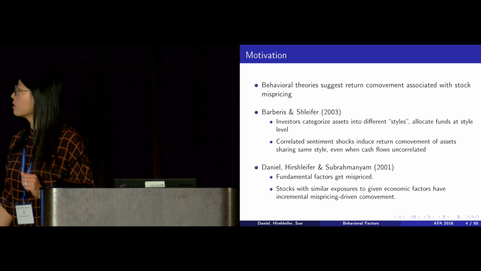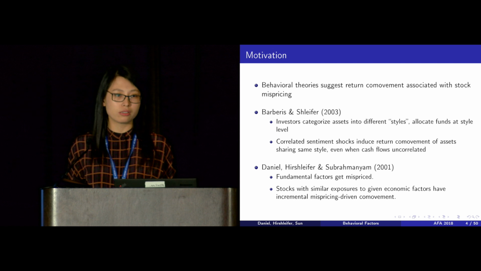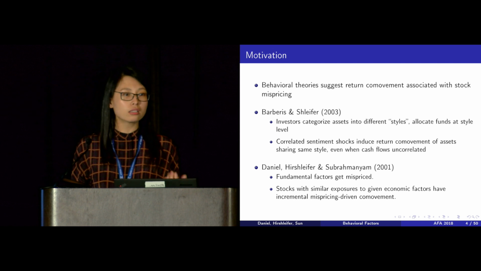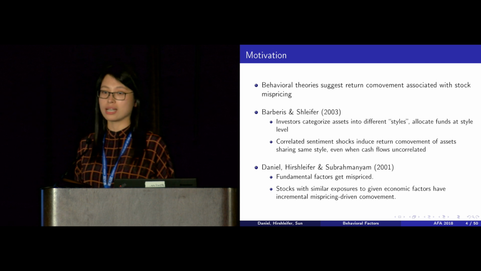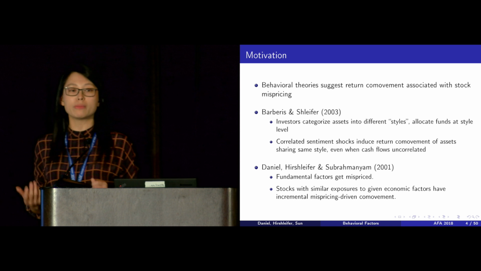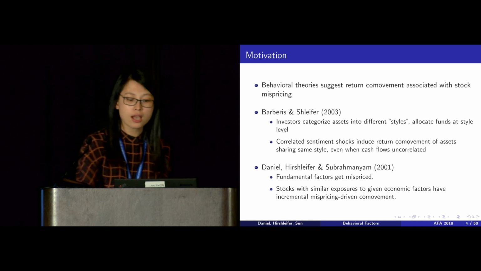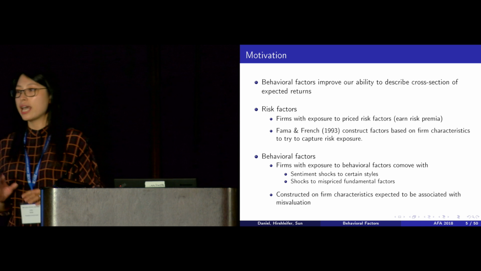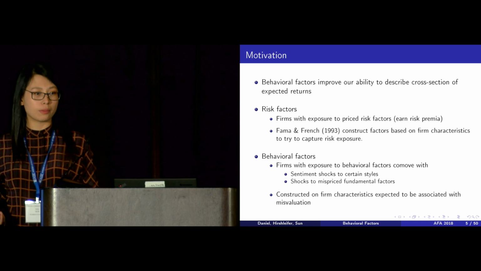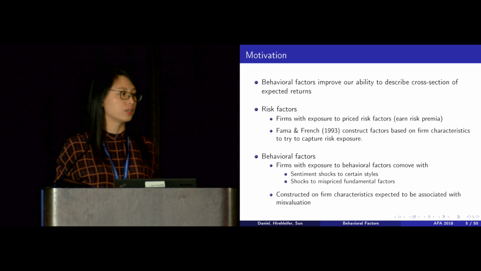Alternatively, in the overconfidence model of DHS 2001, overconfident investors may misvalue certain fundamental economic factors. So all the firms whose cash flows are derived from these factors tend to have return co-movement, incremental return co-movement related to this factor mispricing. So behavioral theories suggest that it could be helpful to incorporate behavioral factors into asset pricing models, and we may have a better understanding of the cross-section of expected return.